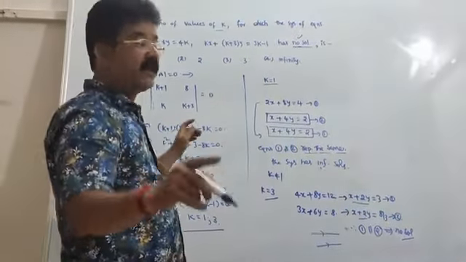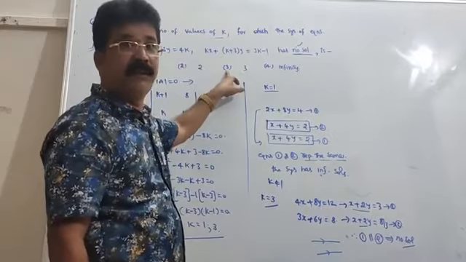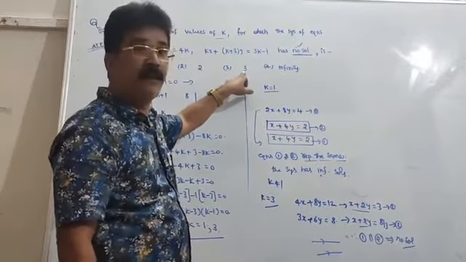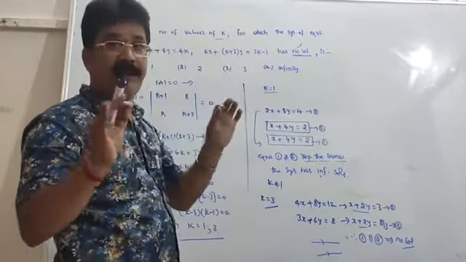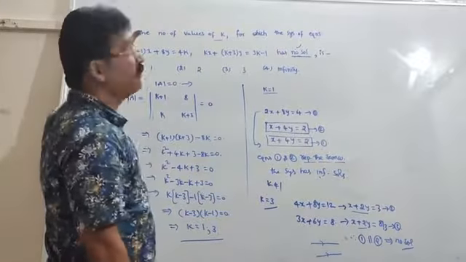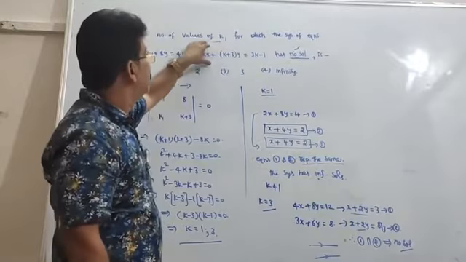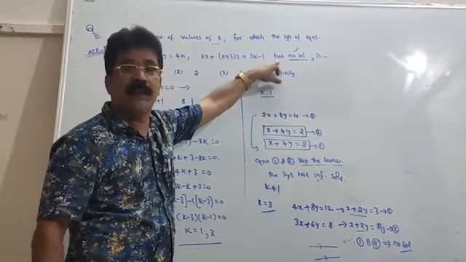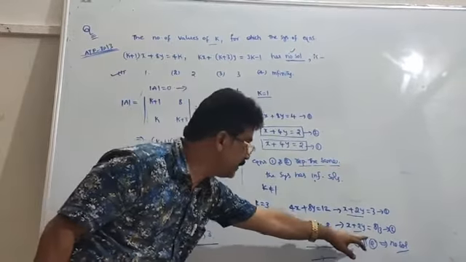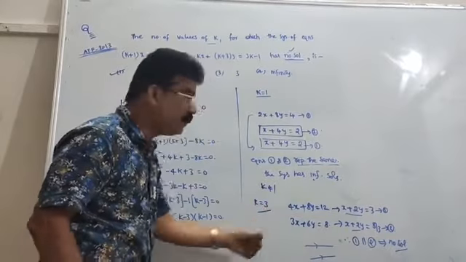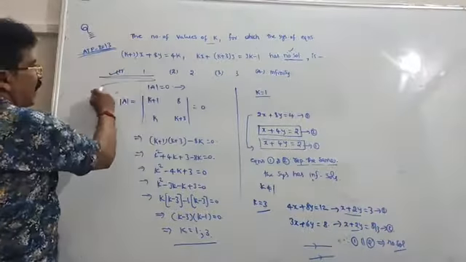Mind it, by mistake you can choose the third option. The third option means it is not the k value, it is the number of values. That's why read the question carefully. The question is once again the number of values of k, so that the system has no solution. So for no solution, k has only one value. That's why we choose the first option.